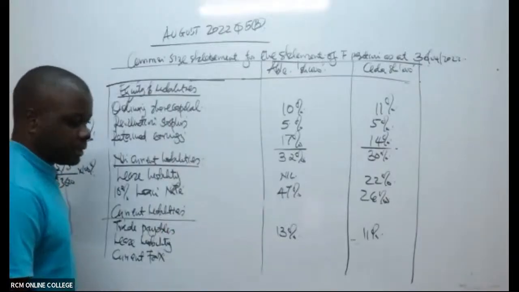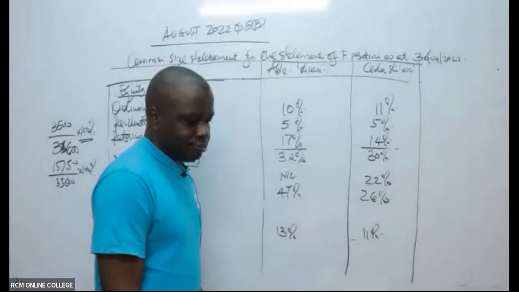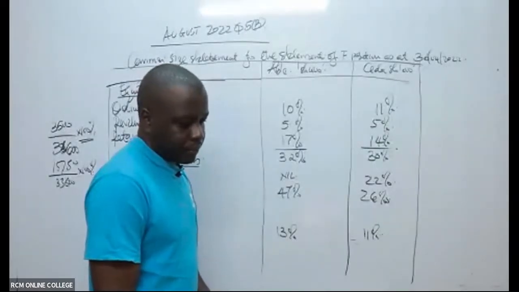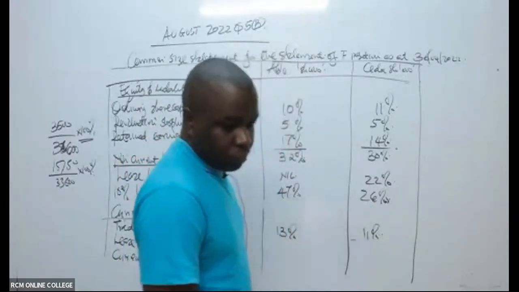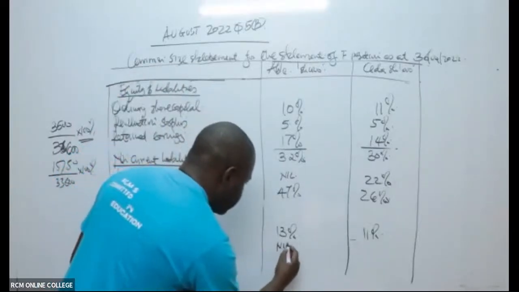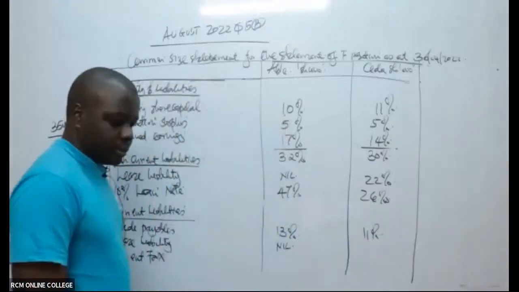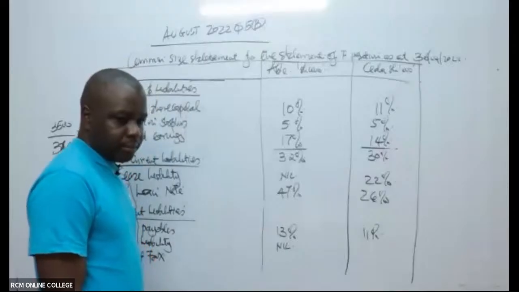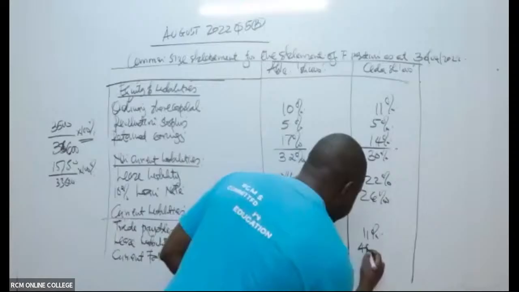So the lease liability is what percent? I can see you're saying 11%. Is it true? Lease liability. The first one is nil because there's no figure there. So this one ends up having to be nil. What about this other side? The other side is 3.7%. So this one is 4%.